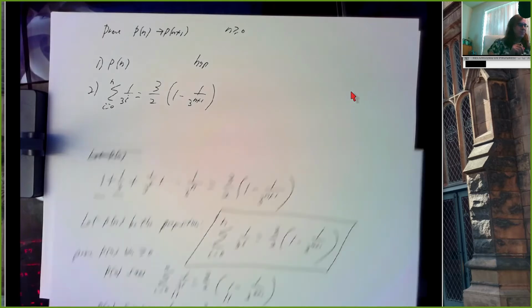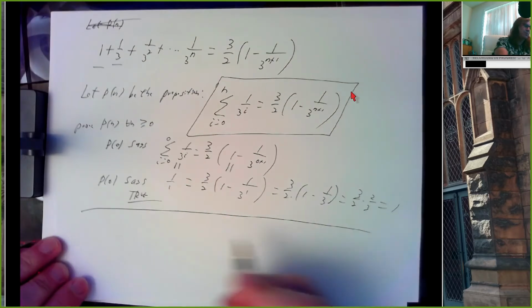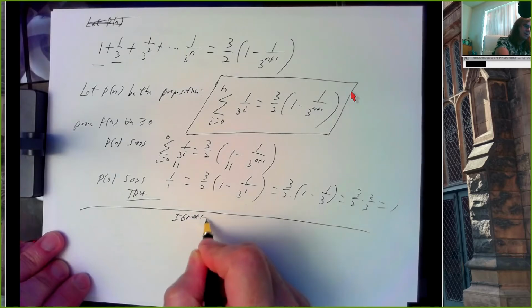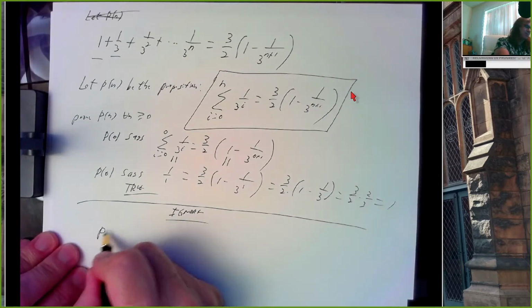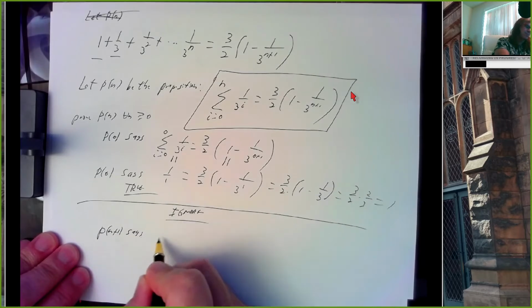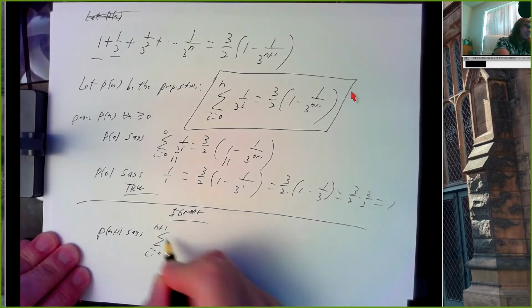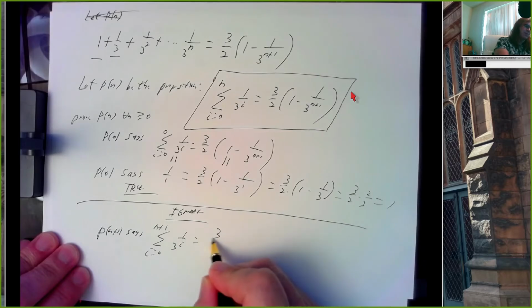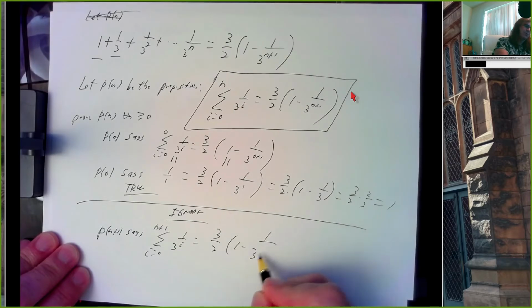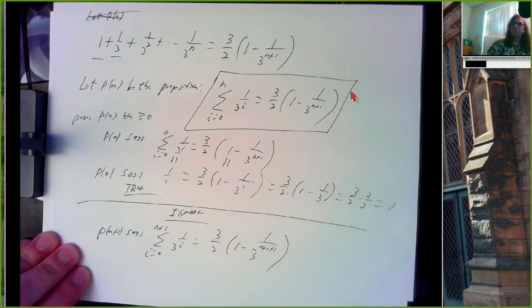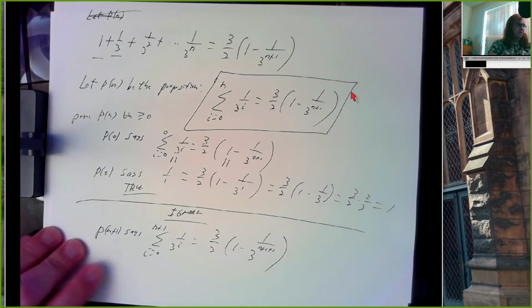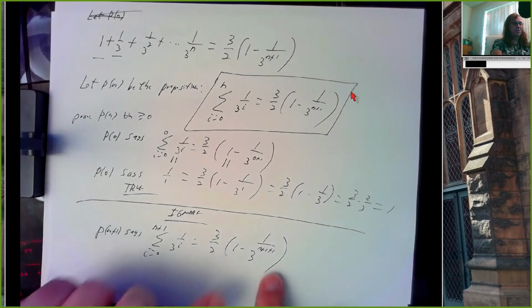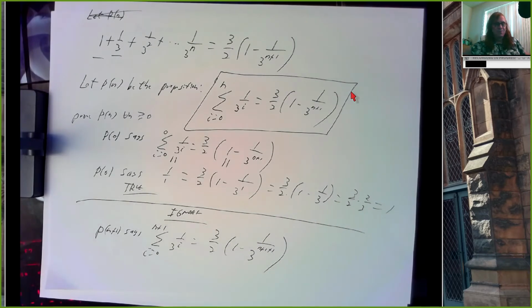Alright, I want to show something about P of n plus 1. So let's just write down what P of n plus 1 says. P of n plus 1 says the sum from 0 to n plus 1 of 1 over 3 to the i equals 3 halves times 1 minus 1 over 3 to the n plus 1 plus 1. Alright, this is what we have to show. If we can show that this is equal to that, we are done. We'll have proven P of n plus 1, and then we can use induction to say, therefore, P of n is always true.